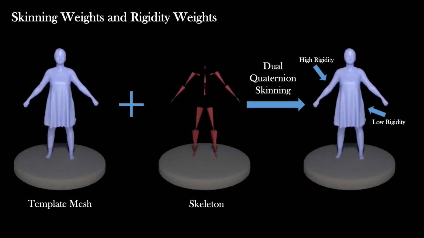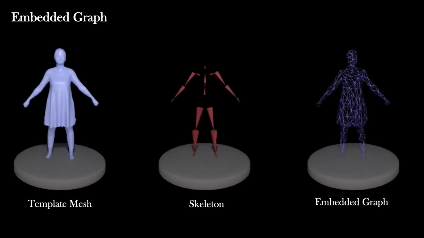We automatically compute the skinning weights in Blender and leverage dual quaternion skinning to deform the mesh based on the skeleton pose. We then assign a rigidity weight to each vertex to account for the different deformation property of varying materials. For example, vertices on the skin have higher rigidity weights, while those on the dress have lower rigidity weights. We further define a downsampled version of the mesh as the underlying embedded graph to model deformations. The embedded graph is parameterized with local graph rotations and translations.